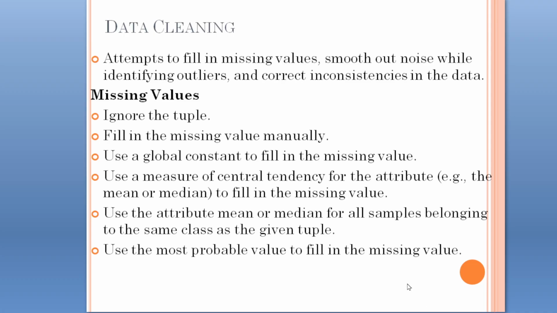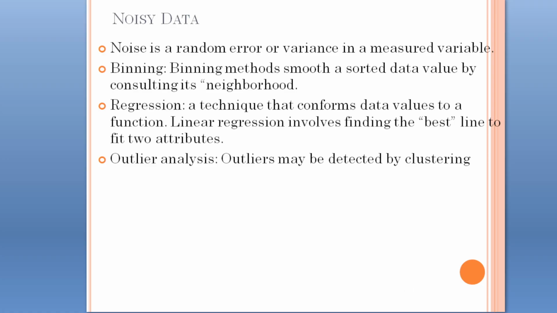Next is, how do we handle noisy data? Noise is a random error or variance in a measured variable. Given a numeric attribute such as, say, price, how can we smooth our data to remove the noise? There are several methods. The first method is binning. Binning methods smooth a sorted data value by consulting its neighborhood, that is, the values around it. The sorted values are distributed into a number of buckets or bins. Because binning methods consult the neighborhood of values, they perform local smoothing.